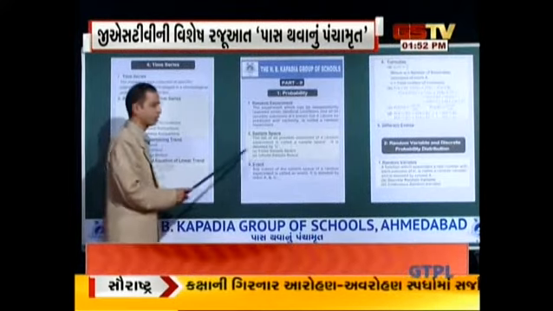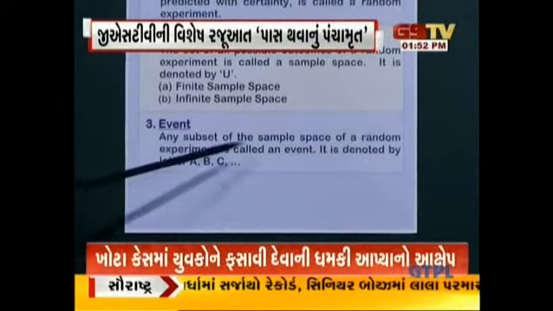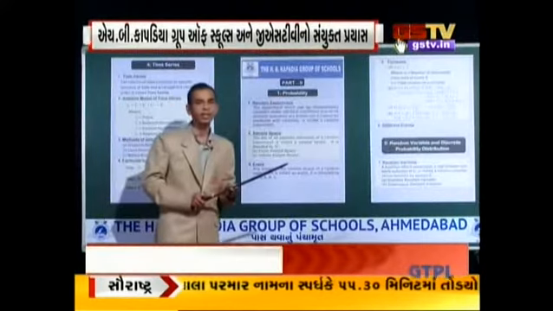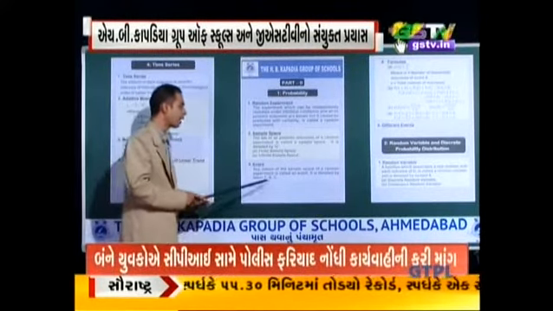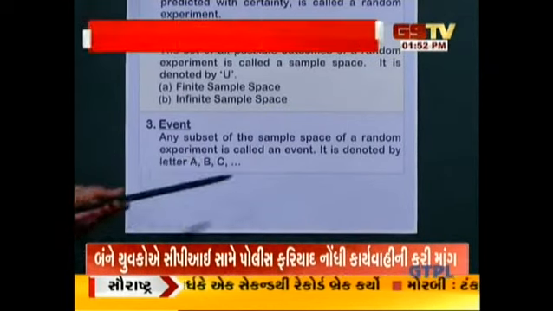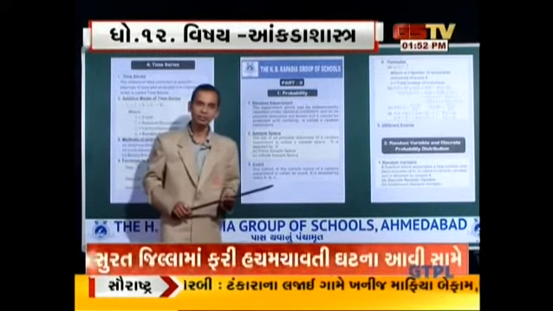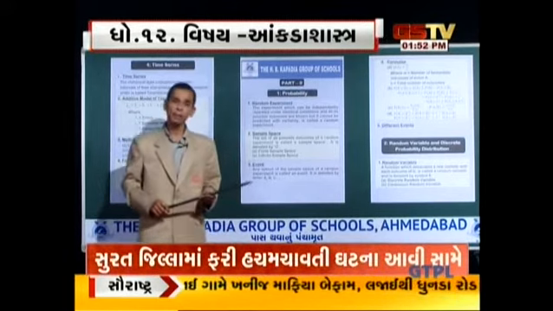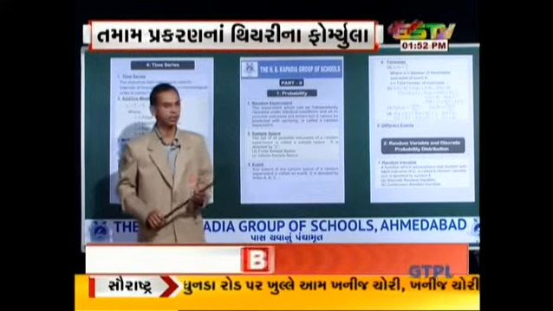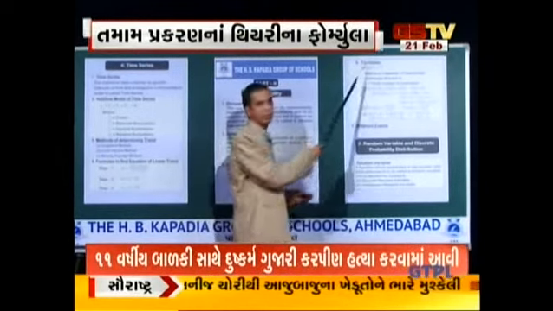Next, event. Any subset of the sample space U of a random experiment is called an event. So an event is one subset of U. It is described as A or B or C. Here you should learn different types of events of probability, such as union of events, intersection of events, complementary events, difference events, impossible events, and certain events.